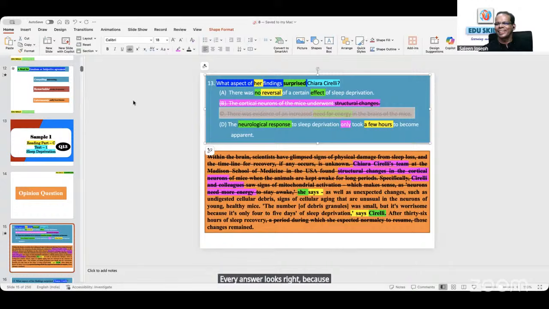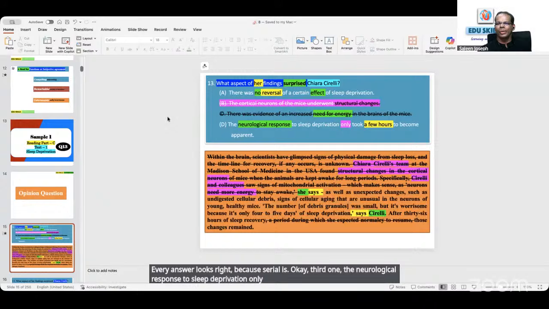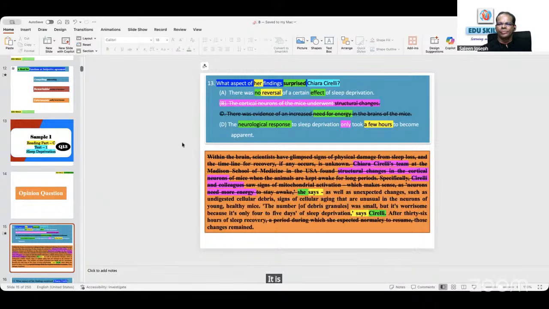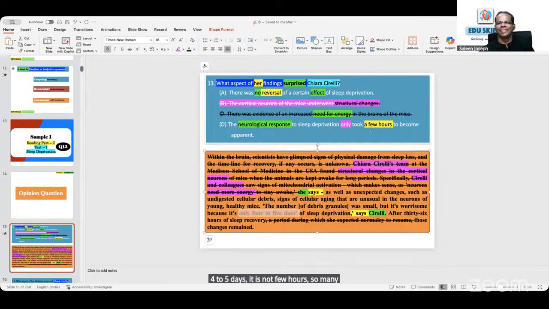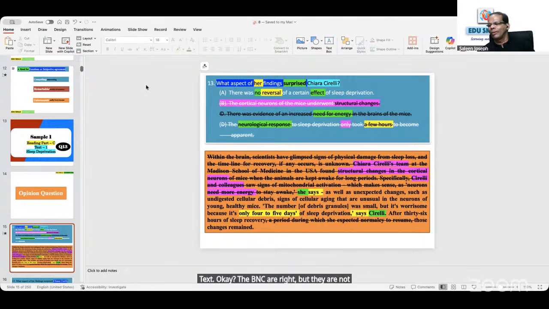The neurological response to sleep deprivation only took a few hours to become apparent. It is only 4 to 5 days there. It is not a few hours, it is so many days, right? So that is the opposite of what is given in the text. B and C are right, but they are not the opinion of Chirelli alone.